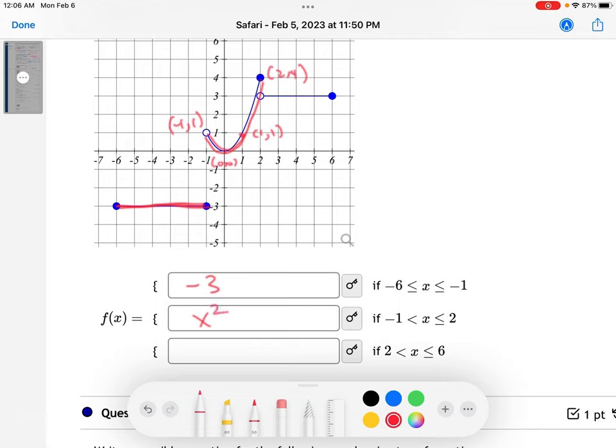Okay. And then this last line right here, the thing that stays consistent on that line is the y value. Y value stays consistently at 3.